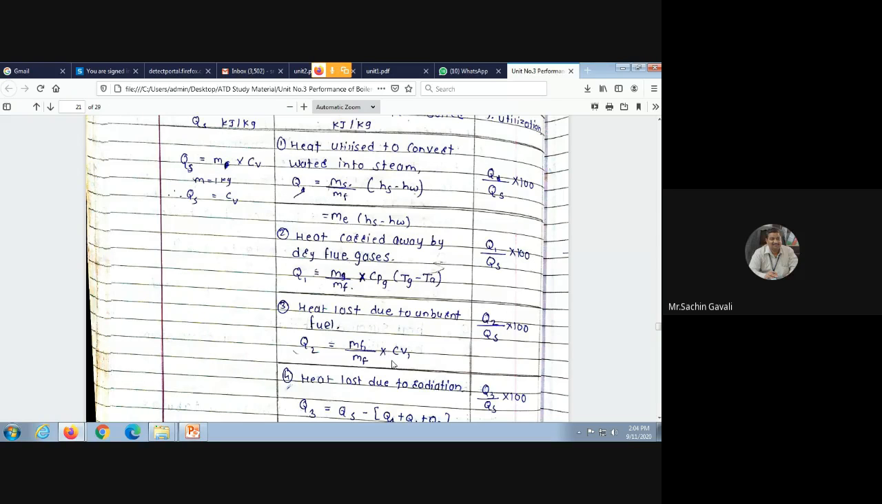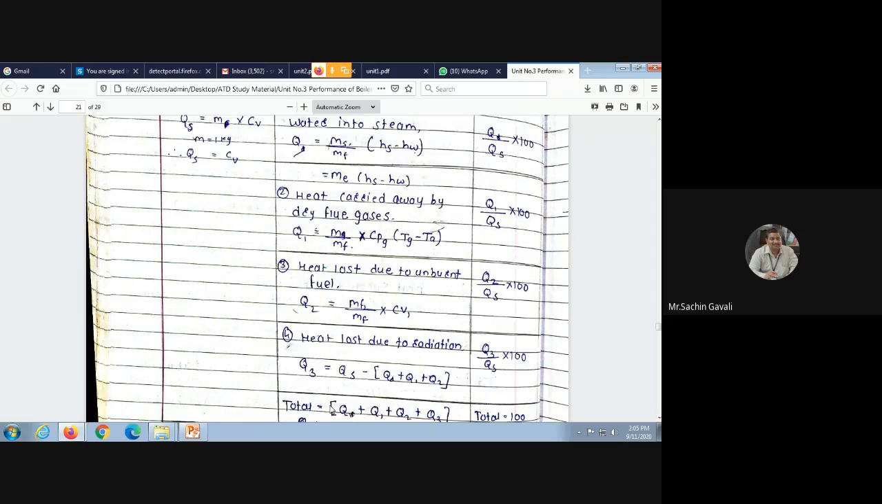Loss number 2 is written. Its percent utilization formula will remain the same: Q2 divided by QS into 100. Okay. Good, everybody is writing, no problem.